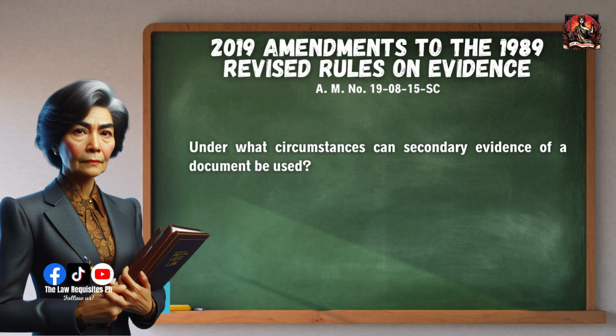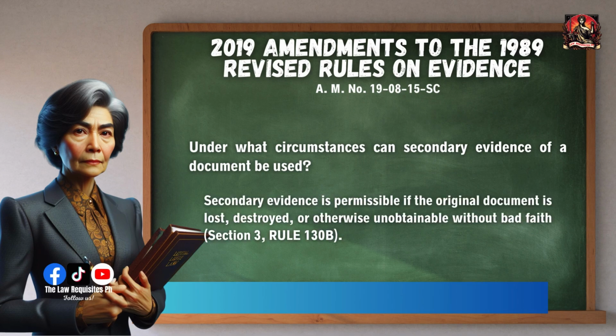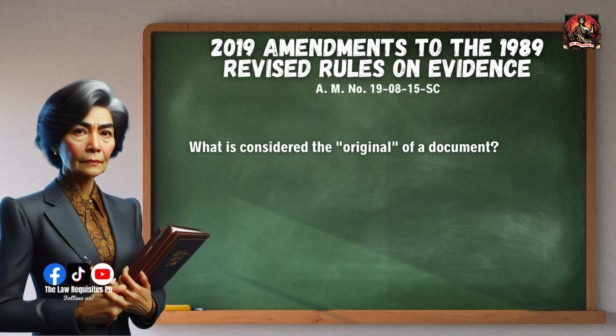Under what circumstances can secondary evidence of a document be used? Secondary evidence is permissible if the original document is lost, destroyed, or otherwise unobtainable without bad faith, Section 3, Rule 130B.